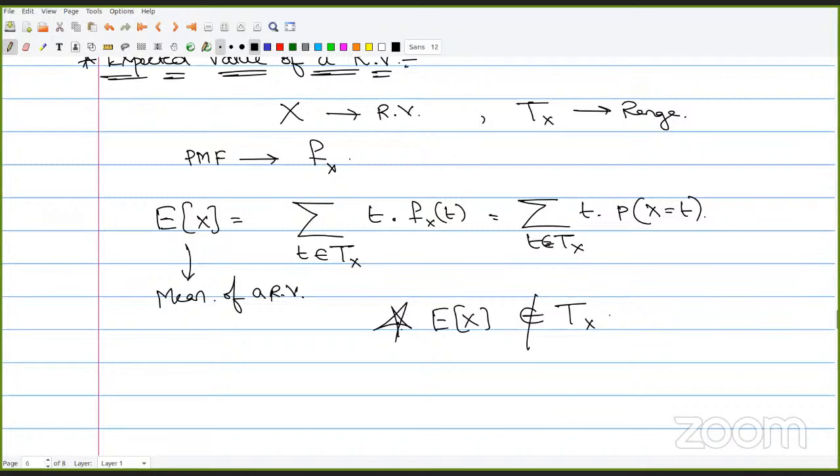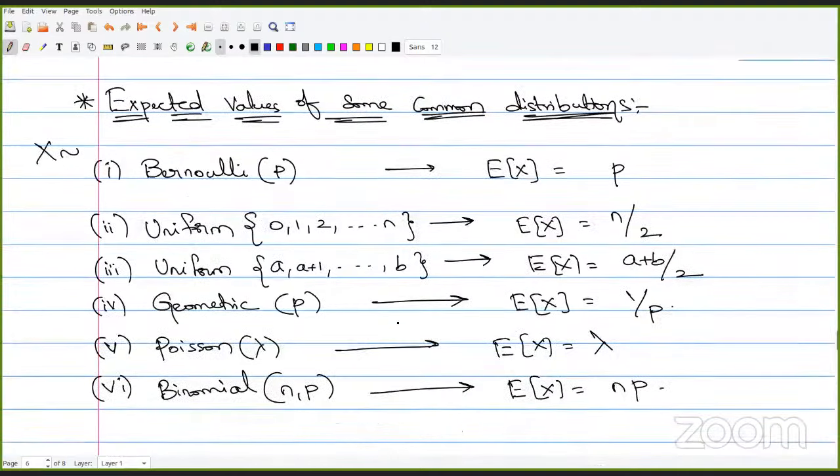And yeah, some important expected values of some common distributions are like this. So these things will be given. It will be given. Okay. But Sir, I have one doubt in conditional probabilities. Let's skip this. I will skip this.